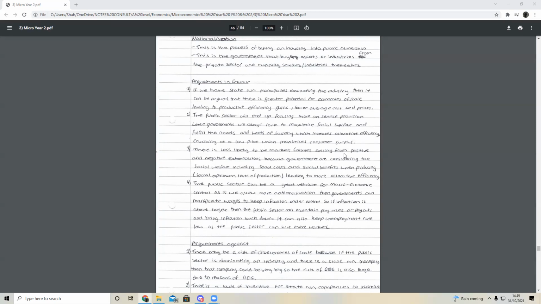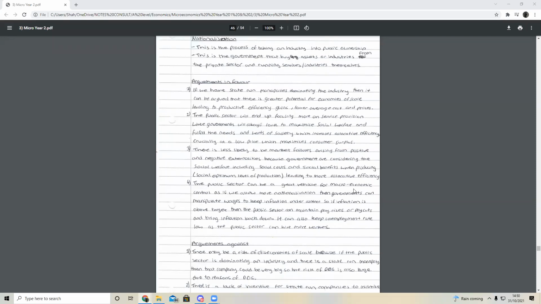Likely to be market failures arising from positive and negative externalities, because governments are considering social welfare. So there's less likely to be market failures because the government is in control. So they're going to try to produce at the socially optimum level.